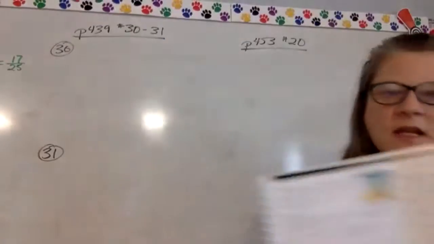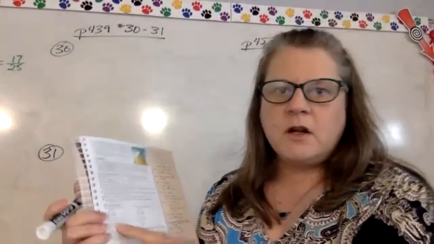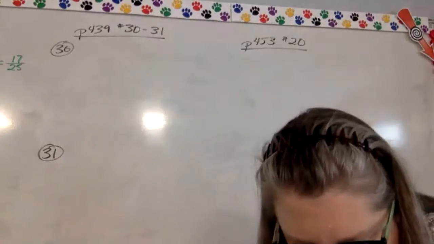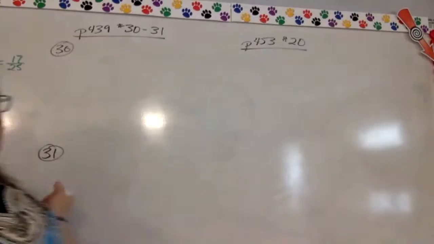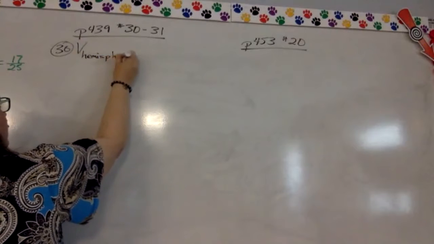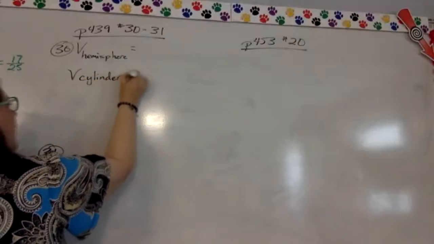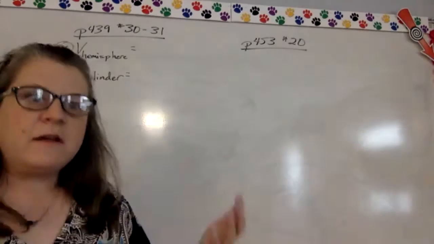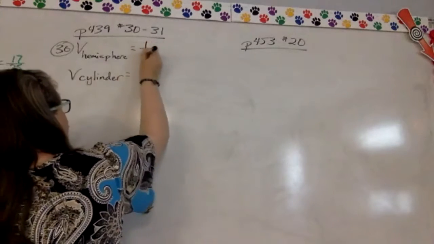So on these, we have half a sphere in number 30 sitting on top of a cylinder. We're going to have to use our formulas for a sphere and a cylinder because it wants us to find the volume of that. So we're going to have two parts. You're going to do the volume of the hemisphere, and then the volume of the cylinder, and then we'll add those two things together. Now, since the hemisphere is half of the sphere, to find the volume of it, we just do half of the volume of the whole sphere.